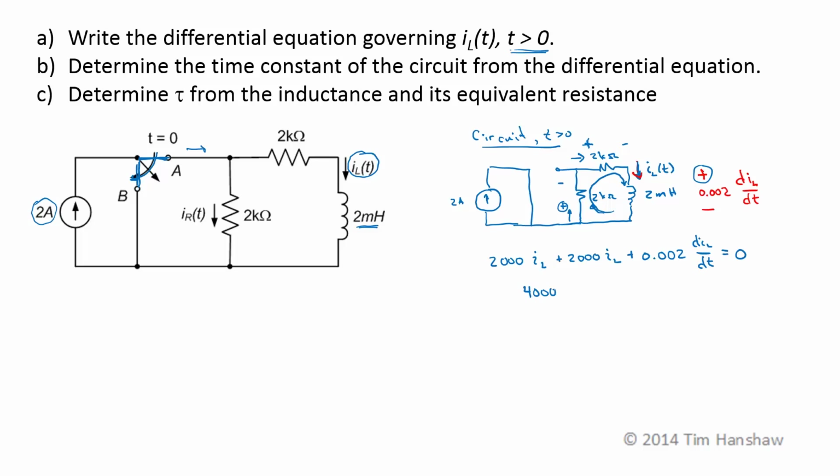So I have 4000 I sub L plus 0.002 dI_L/dt is equal to 0. That's a perfectly legitimate differential equation governing I sub L.